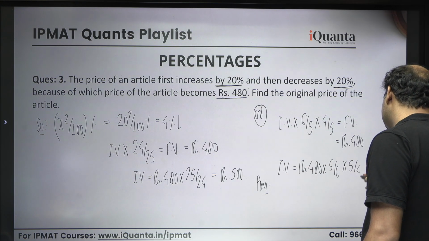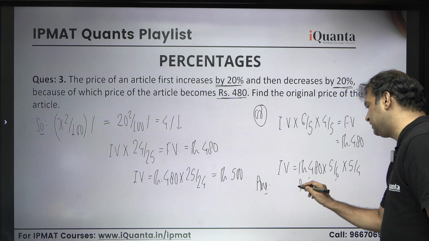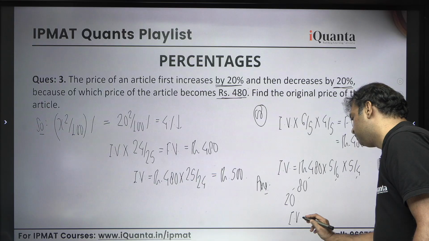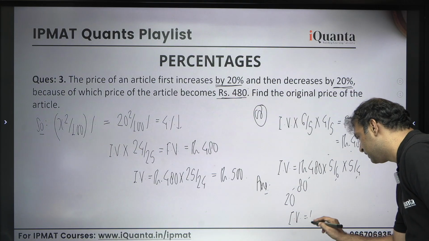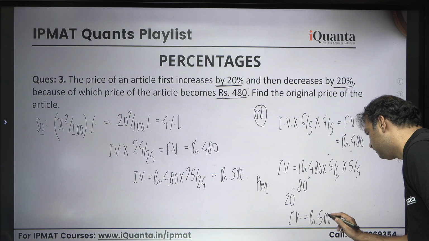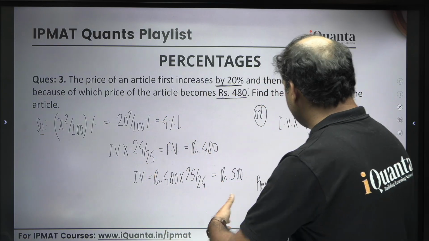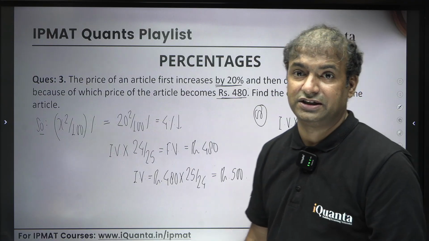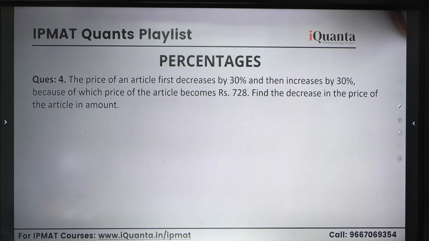All right. Now guys, if you divide by 6, 480 by 6 is 80. 80 divided by 4 gives us 20, right? So initial value is rupees 20 into 5 into 5. 20 into 5 is 100, and 100 into 5 is 500. So here also, we can say that the final answer is rupees 500. So either you can use this formula, or you can just use the basics of the multiplication factor to solve this particular question.